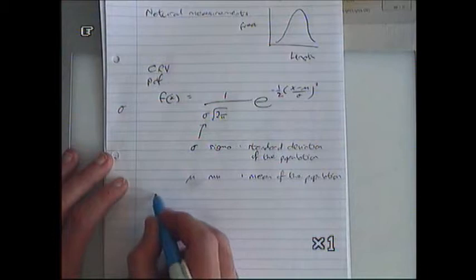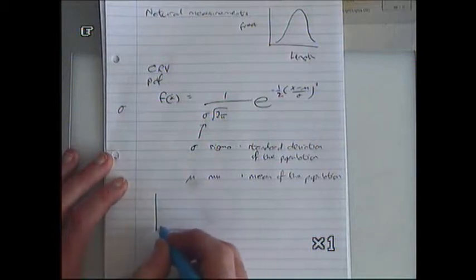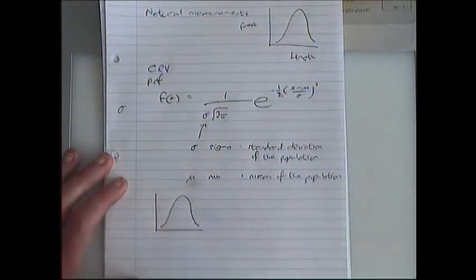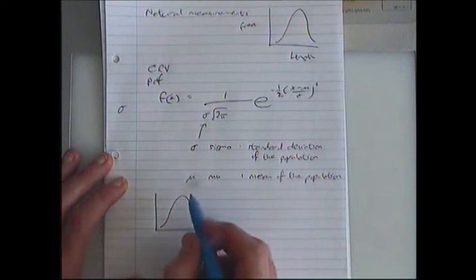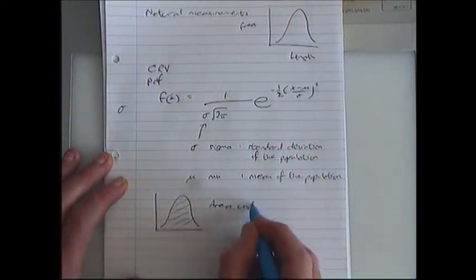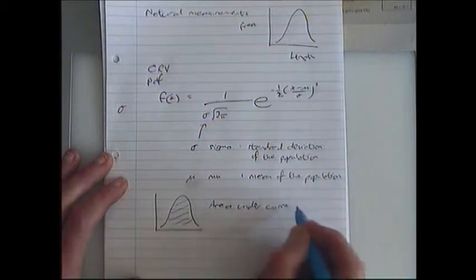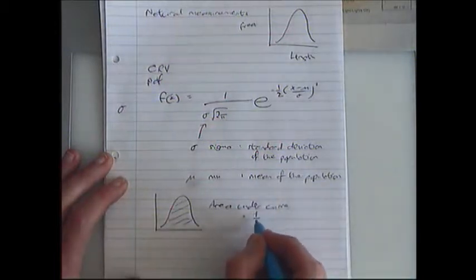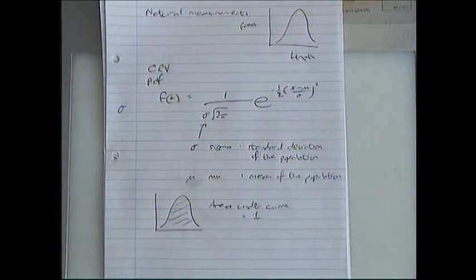So here, say we've got this length of leaf again, and we've got this graph here. The area under the curve will still equal 1. That's because it's a PDF. So that is still the case. The area under the curve will still equal 1.